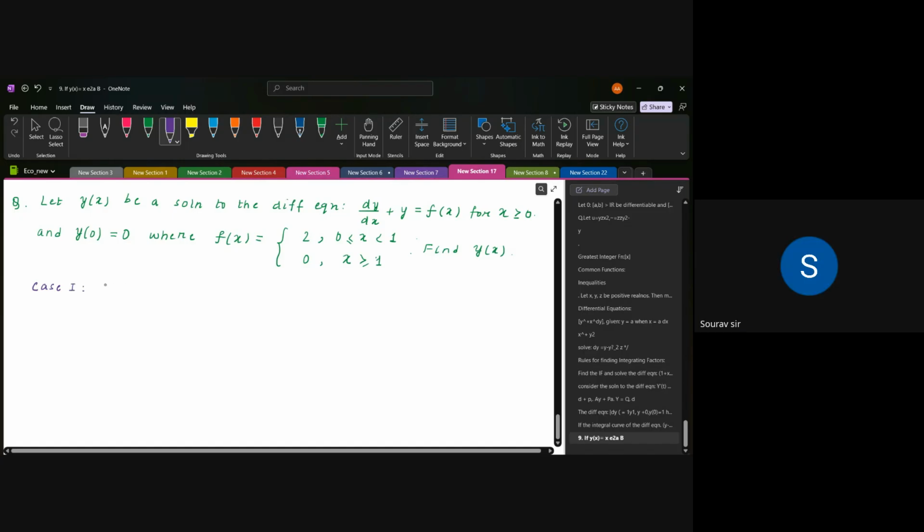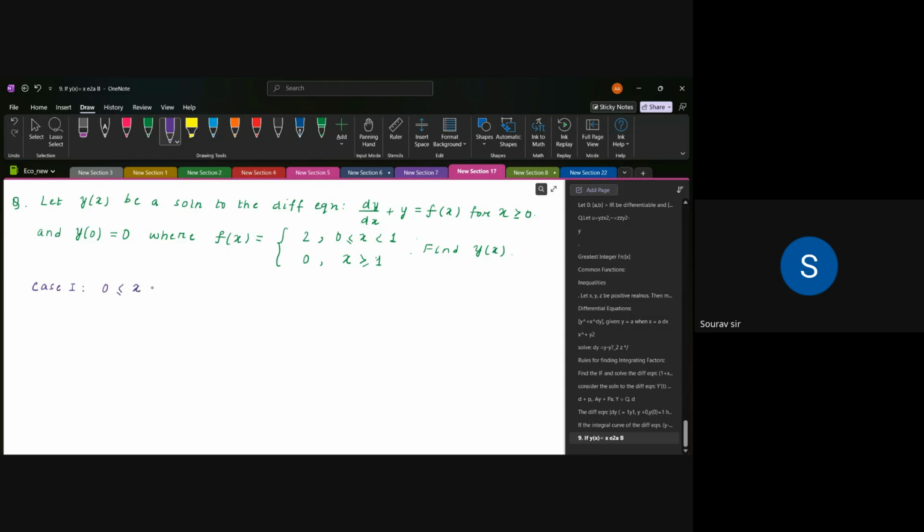Exactly. So case 1, when for example x lies between 0 to 1, then my differential equation will be dy by dx plus y is equal to 2. This is your first differential equation. And for case 2, for x greater than or equal to 1, your differential equation will be dy by dx plus y is equal to 0, right?